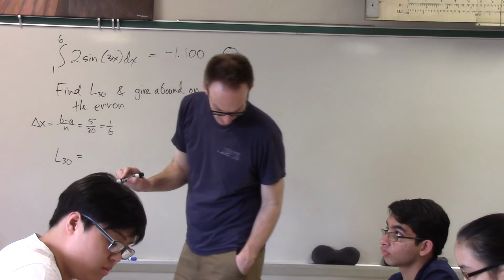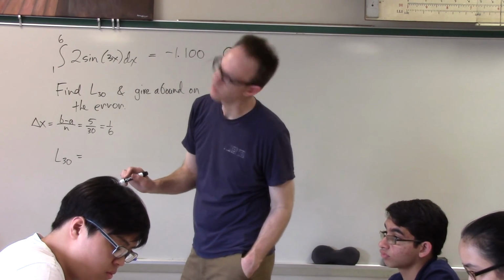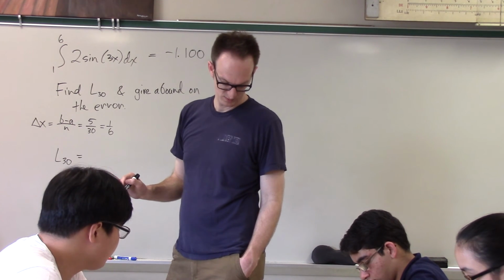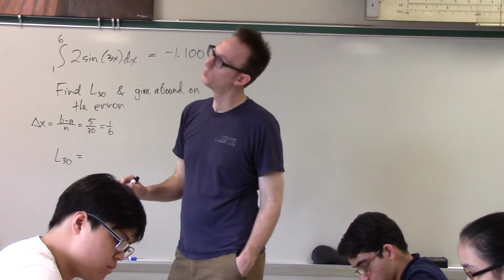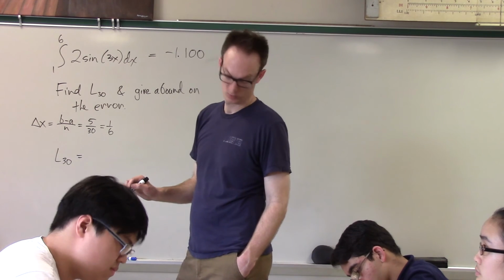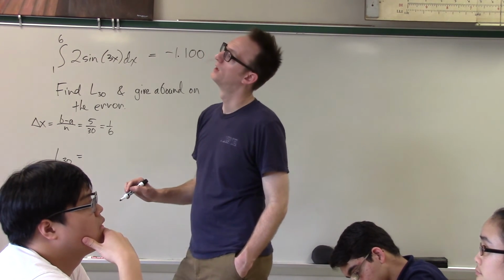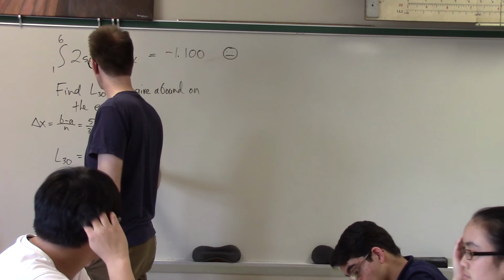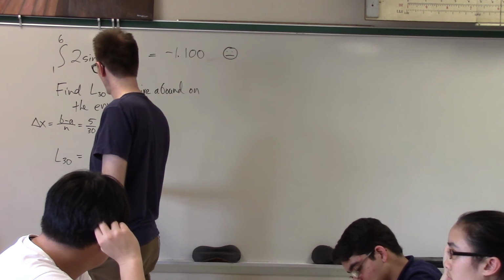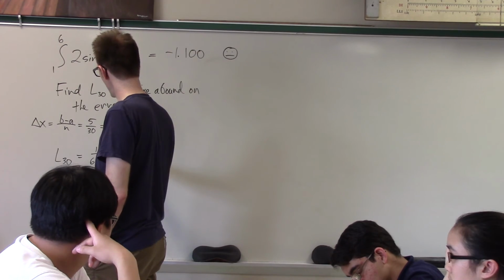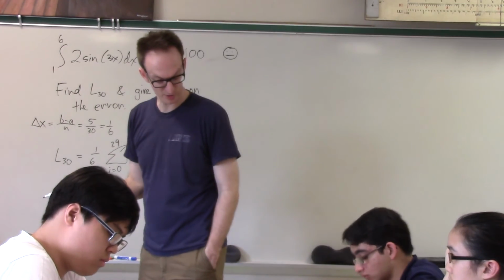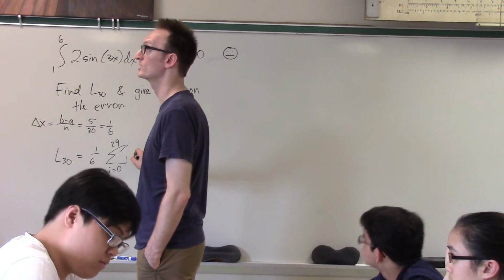What'd you get? I think I got something different, but I could be wrong. No, I think I read the new one. So it's 1/6 times the sum from i equals 0 to 29 of the function. It helps to just type the function into y1.